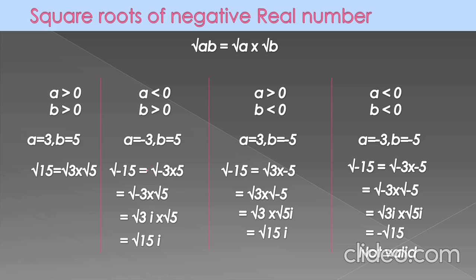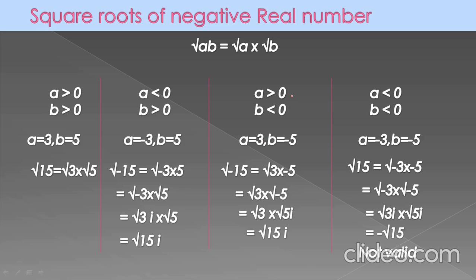Now that is equal to under root minus 3 into 5 after factorizing 15. So if we separate the square root, what we get is under root minus 3 into under root 5. Under root minus 3 can be written as under root 3 into iota, into under root 5, which can be written as under root 15 iota. So this property is satisfied.